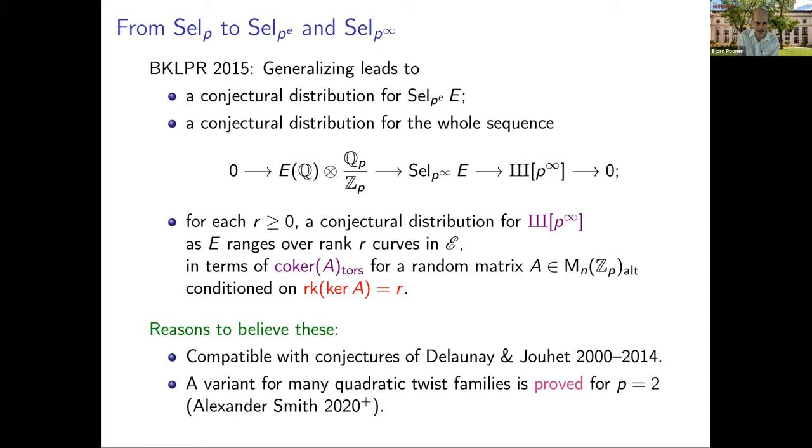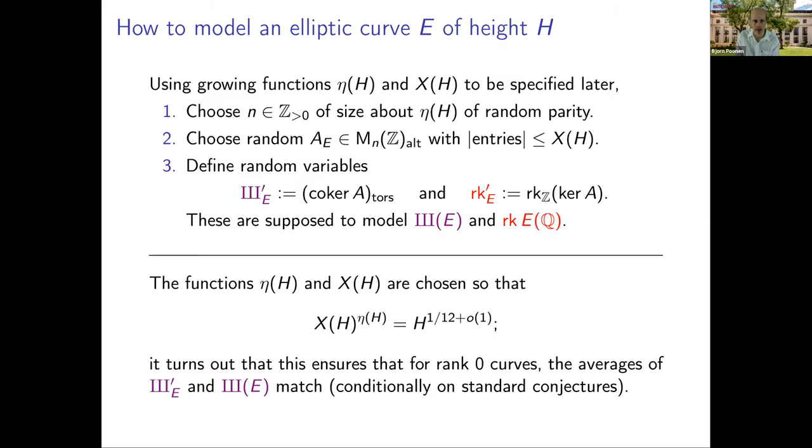And so to analyze those, we need a more refined model where we don't just take Z_p coefficients, but we take matrices with Z entries, and Z entries of a particular size. And so there's actually some chance that some determinant will be exactly zero. And so this is what we're going to do here.